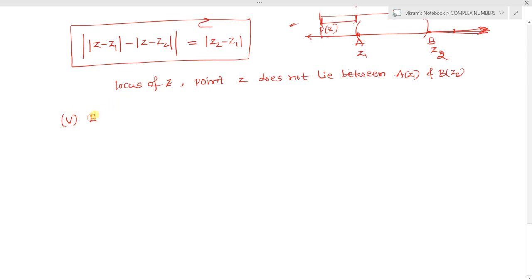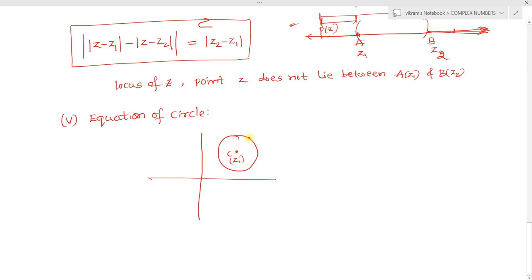Next, the fifth one, the equation of a circle. We know that in an Argand plane, let there be a circle whose center is represented by Z1. Let the point on the circle be represented by Z. Now Z is moving, and we need to find the locus of Z.